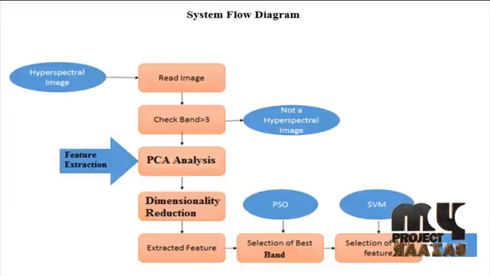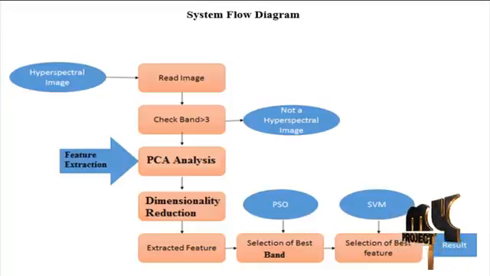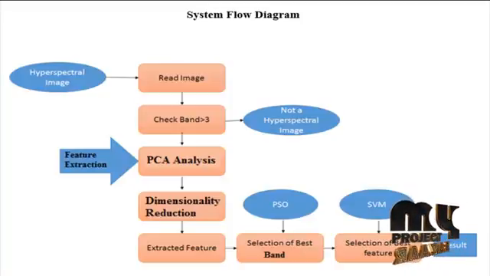Next, using the PCA, we can reduce the hyperspectral image dimensionality. After dimensionality reduction, we extract the remaining features. Then the selection process is carried out using PSO, that is particle swarm optimization. PSO shares many similarities with evolutionary computation techniques such as the genetic algorithm. The system is initialized with a population of random solutions and searches for optima by updating generations. However, unlike the genetic algorithm, PSO has no evolution operators such as crossover and mutation. In PSO the potential solutions, called particles, fly through the problem space by following the current optimum particles.